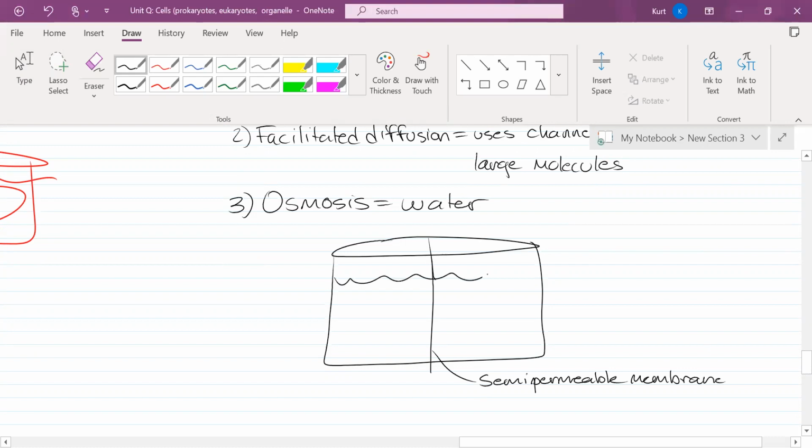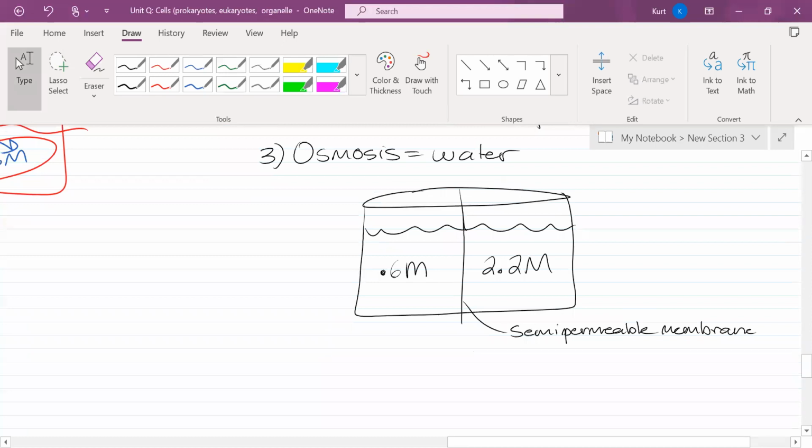And here's my solvent. Let's say on the left-hand side, I have 0.6 molar. Let's say on the right side, I have 2.2 molar. Otis, which side is more concentrated? The right side. Clearly, it has more solute.